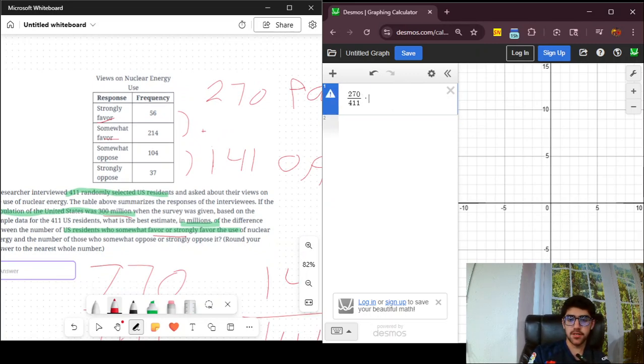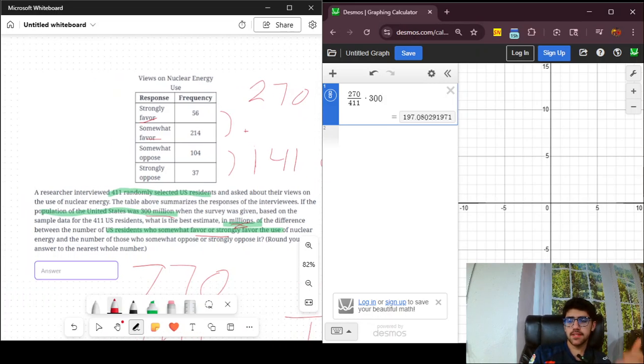We're going to multiply that by 300 million. But then it tells us that they want the answers in millions, so we can just multiply it by 300, so that it's not confusing. Basically, if the answer is 3 million, you only put 3. So we multiply by 300 because they want the answer in millions. So 197 million Americans, citizens of the United States, favor the use of nuclear energy.